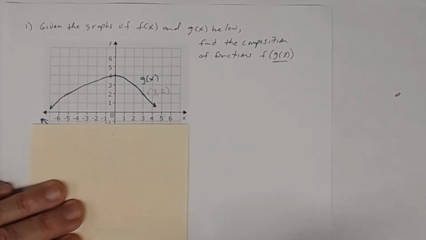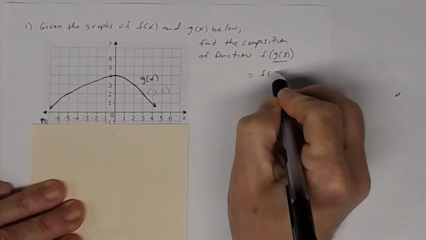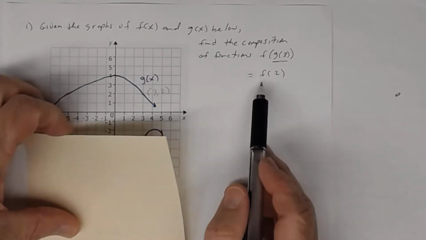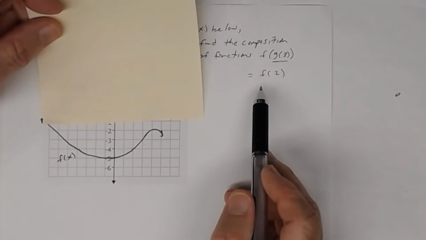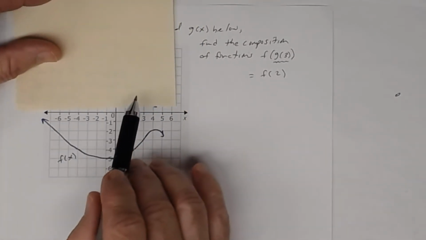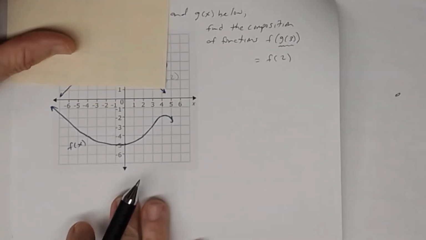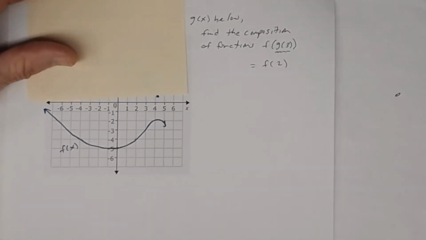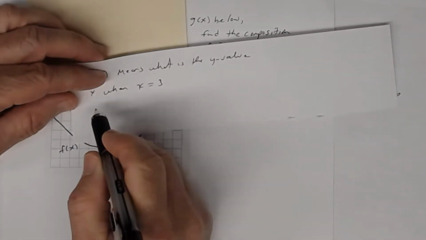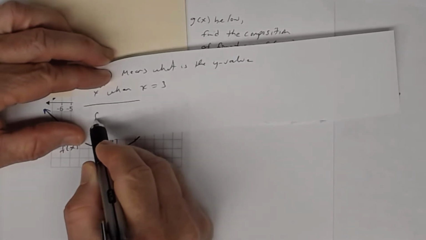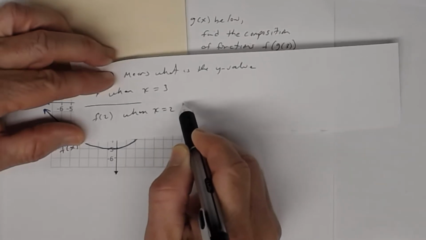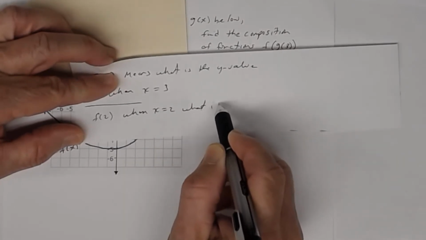So this now becomes f of 2. To find f of 2, you're going to go to the function f. Here's the graph of the function f. If you need to, cover up the graph of the function g. Just as we talked about with g, f of 2 means, when x equals 2, what is the y value?